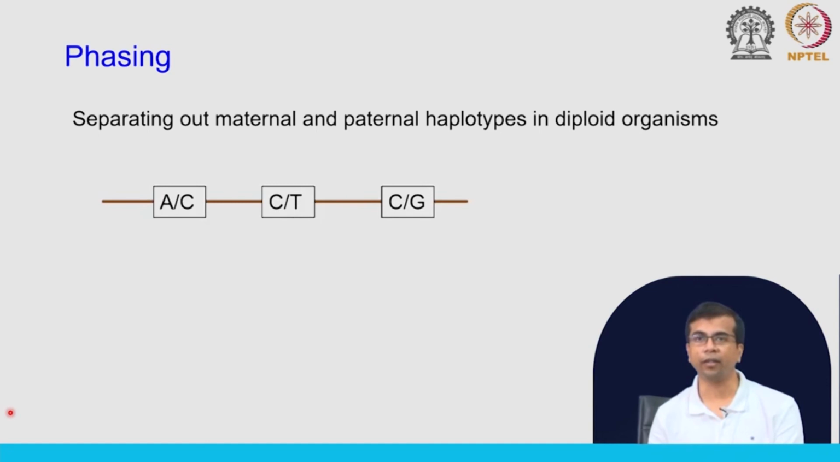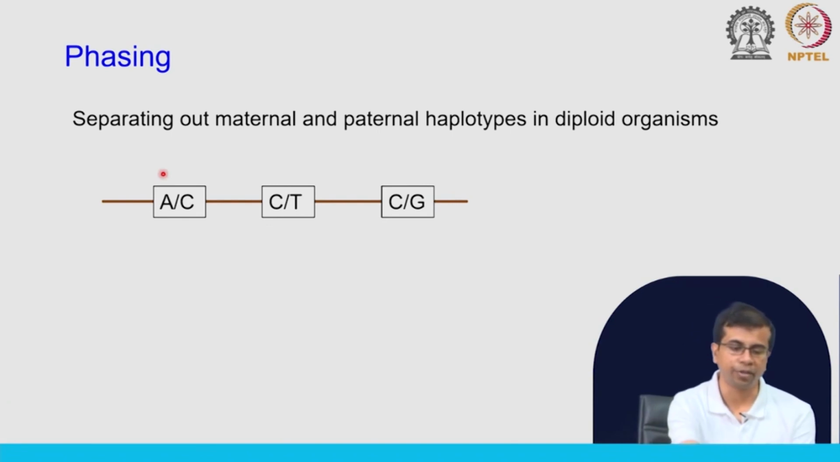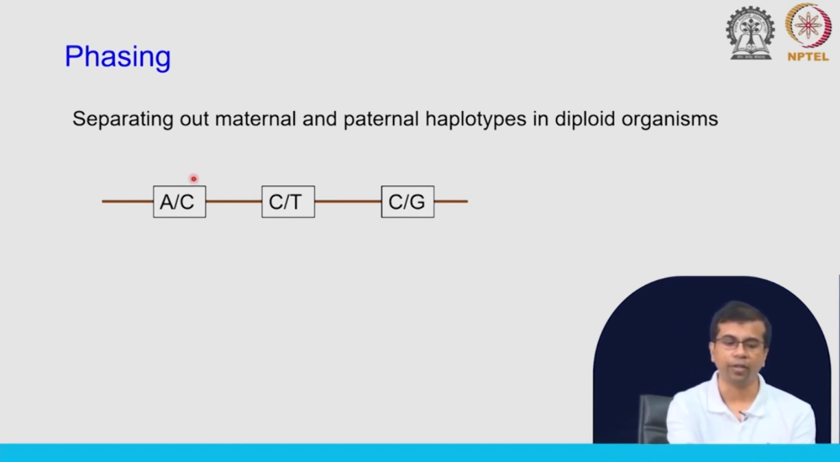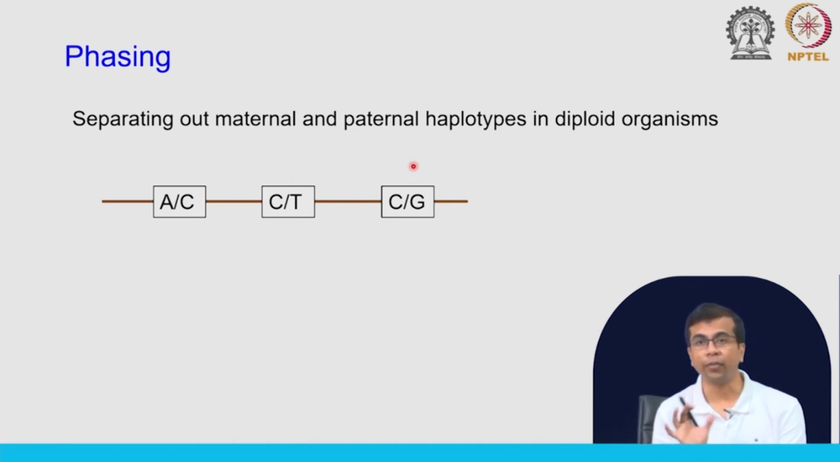So, when you are sequencing a diploid organism like human, and you have this human genome data, for a certain region you have this situation. For one position you see A and C, for the next position you have C and T, and for the other one you have C and G. Now, the question is whether A occurs with C or T in the second position, and whether it occurs with C or G. In other words, what is the combination of these variants in these two copies of the chromosome?